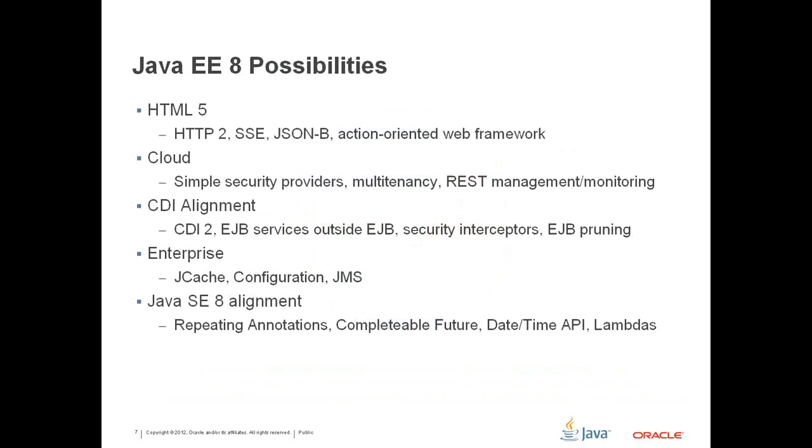To give you a very high-level view of the possibilities for Java EE 8, these are the kinds of things we're looking at. So we're looking at adding support for HTTP/2 via Servlet 4, adding support for server-sent events, standardizing a higher-level binding API for JSON, potentially adding an action-oriented web framework like the Struts and the Spring MVCs of the world as an alternative to JSF. It's something that folks have been asking us for for a long time, and clearly there's a desire to have this in the standard, and so we're working towards that.